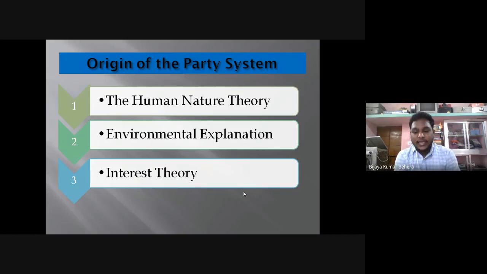The second explanation under the human nature theory is that human temperament is the cause of the emergence of political parties. Human beings form political parties because of their temperament. The third explanation says that the origin of parties lies in charismatic traits. What is charismatic? When we like a person's personality, then we want that person to rule over us.